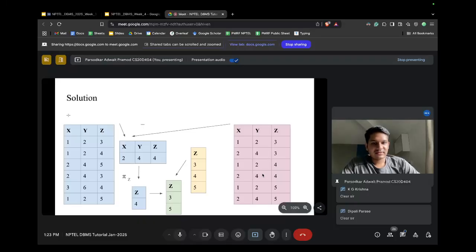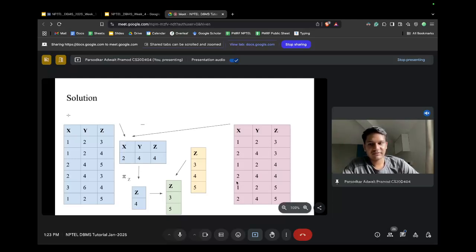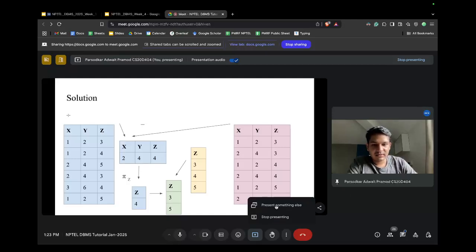So this was the last question from the previous week's tutorial. If this set of questions is clear, I can go to the next set, but I'll give you a minute to raise any doubts if you have. And if there are no doubts, we can proceed to the next week's tutorial or the current week's tutorial. Okay, so I don't see any doubts now.